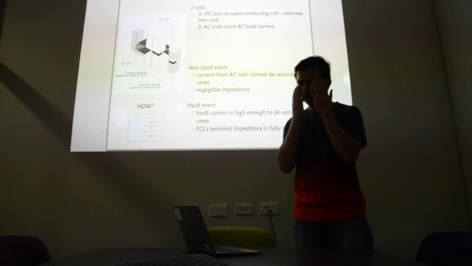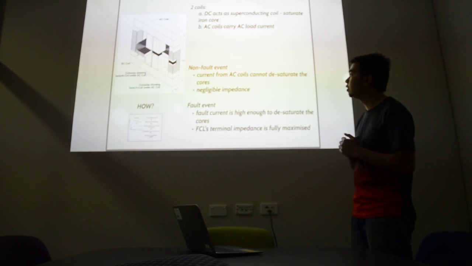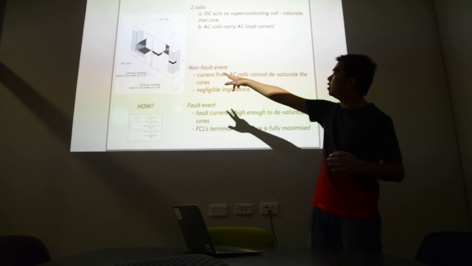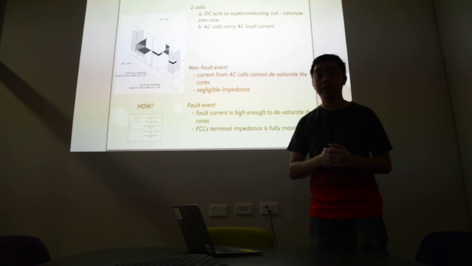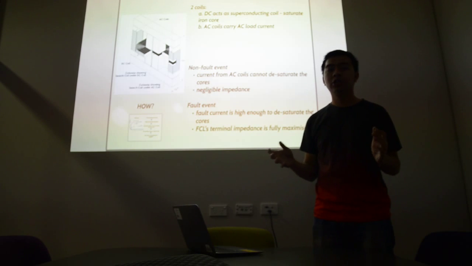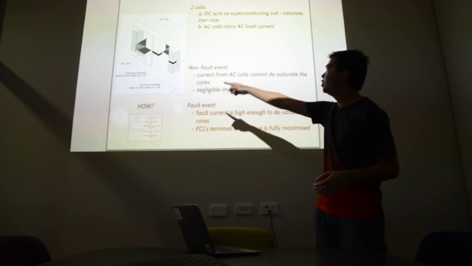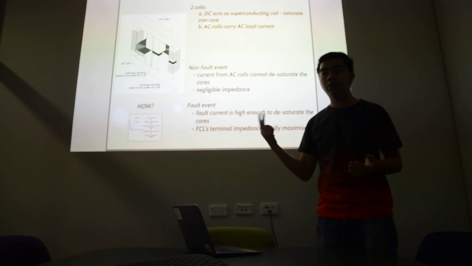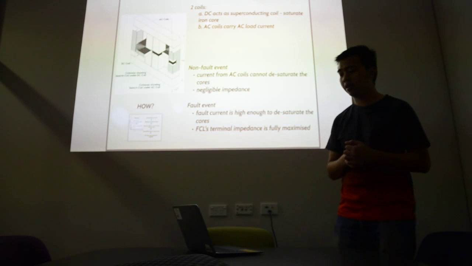So, its basic operation. If you can see the screen here, you can see the figure there. There are 2 coils on the outer limbs and the DC coil is placed on the middle limb. The DC coil acts as a superconducting coil that is used to saturate the iron core, and the 2 AC coils carry the AC load current.